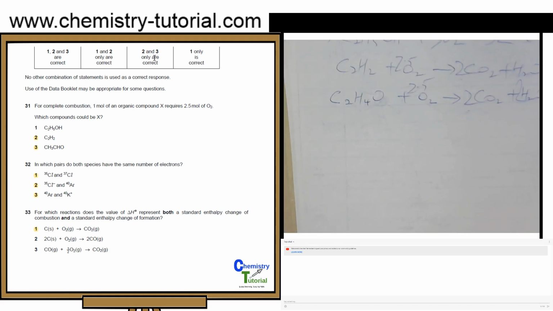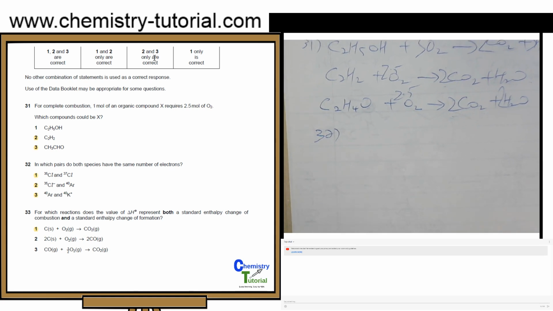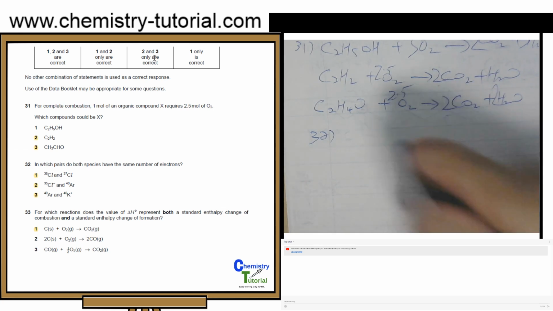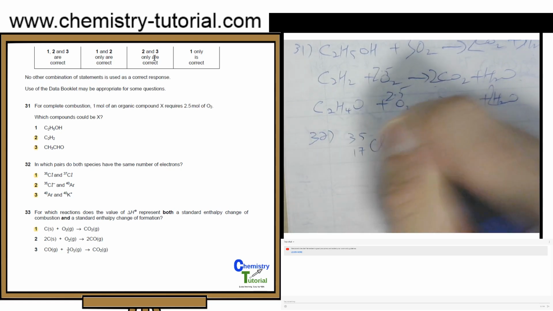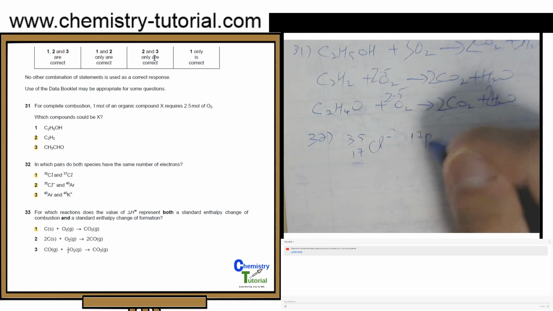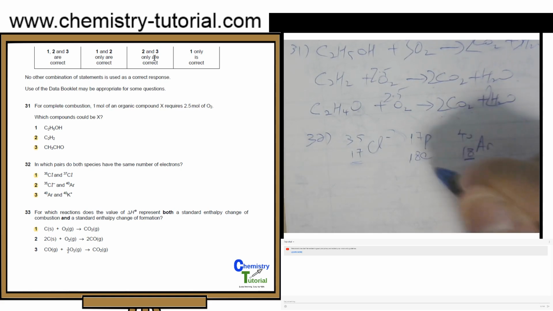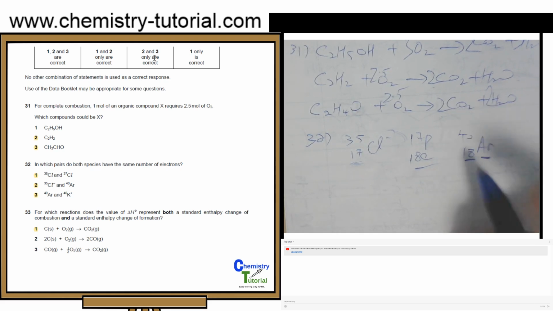For question 32, in which pairs do both species have the same number of electrons? Now, 35Cl and 37Cl are actually called isotopes. Isotopes are atoms of the same element with the same number of protons as well as electrons, but different number of neutrons. So option 1 must be correct. For option 2, 35Cl minus, 17Cl minus: 17 protons, 17 electrons, but because there's a minus 1, it actually has 17 protons and 18 electrons. Argon is 40, 18 argon, so same number of electrons. Because this is an electrically neutral species, 18 protons, 18 electrons. So option 2 is correct.